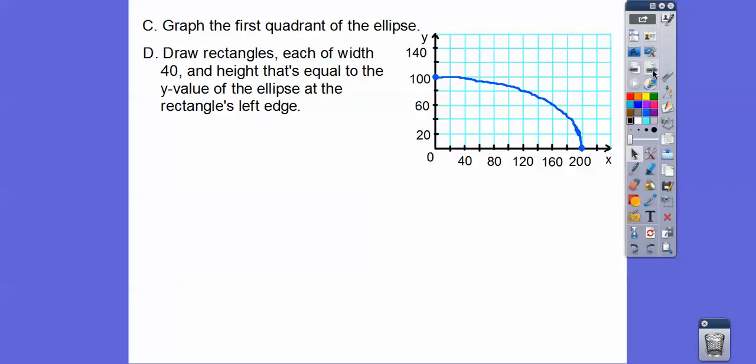So now we're going to draw rectangles, each of width 40, and that has a height that's equal to the y value of the ellipse at the rectangle's left edge.